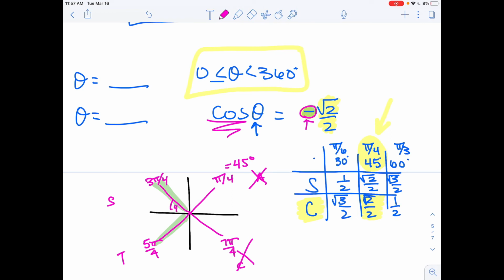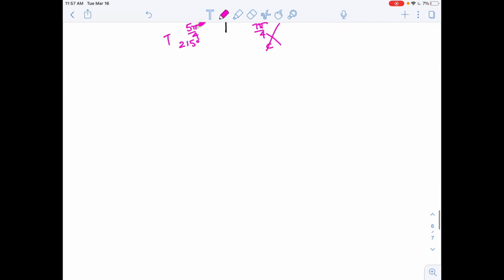A 45 degree angle here, if this is 180, would tell me that this is going to be 135, and this one is going to be 215. So those are our values: 135 degrees for this angle right here, and 215 degrees for the angle right here. Both of those values, if I plug them in for cosine, would give me negative root 2 over 2, and you can test it. All right, let's do number 8.